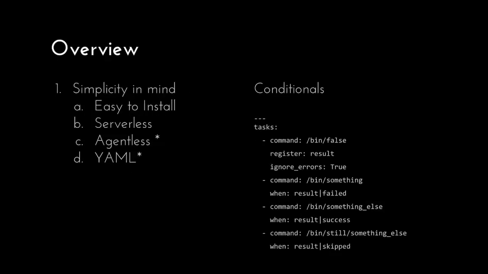Conditionals. If for some reason you want to do something when something failed or succeeded, there are ways. In Chef you have guards as well, and Puppet has guards. This is the same type of way you do it in Chef or Puppet, but again, it's just listed in plain old YAML.